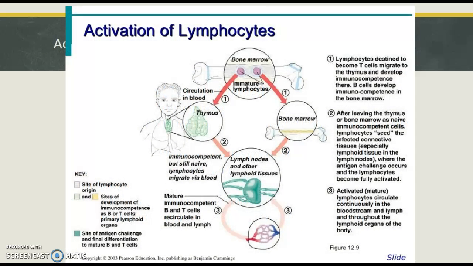So here is our activation of lymphocytes. Lymphocytes are always going to be made in bone marrow, but then they go to what I call lymphocyte school. Then they are going to travel to either the thymus or stay in the bone marrow where they learn their specific jobs. Then they can go and either create antibodies or help to identify foreign invader cells and destroy them. So that is where our T and B cells come from.